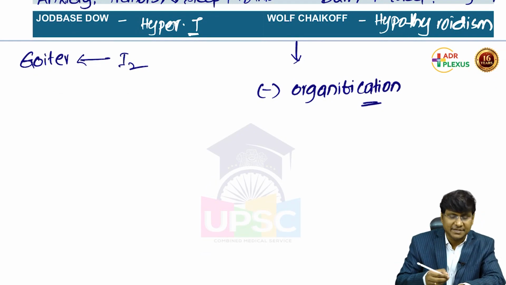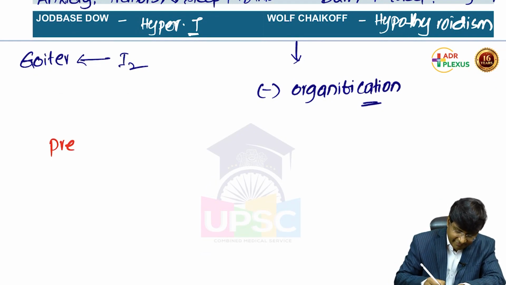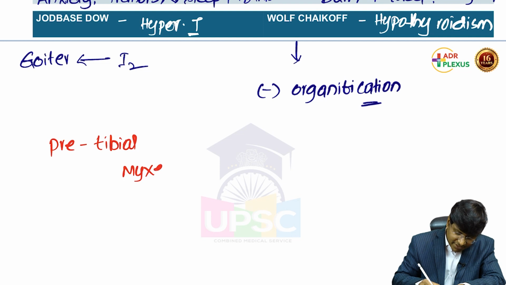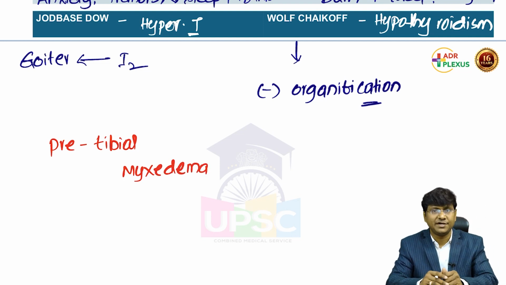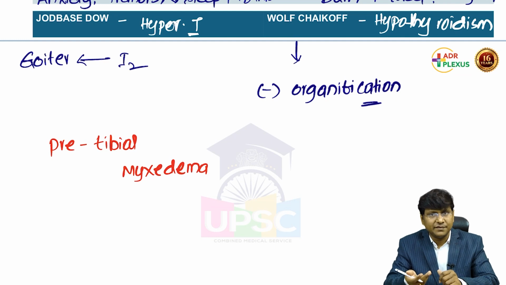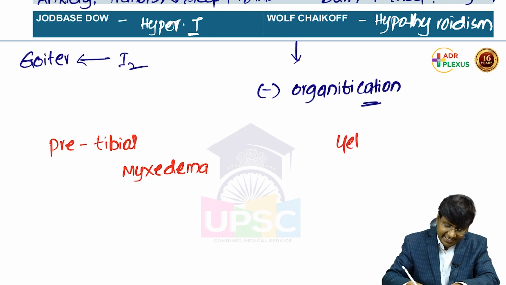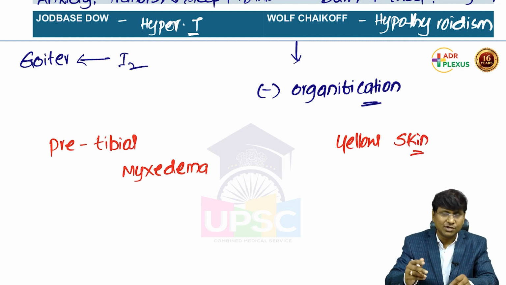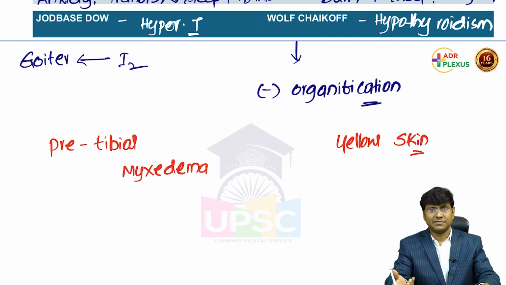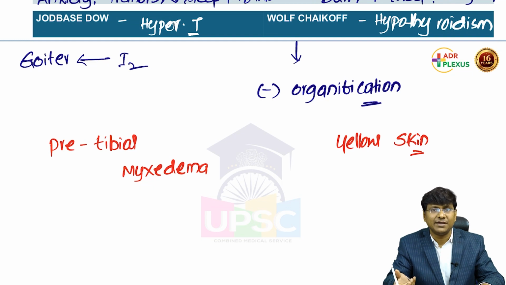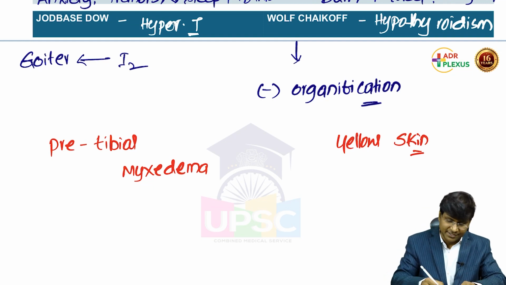If you take hyperthyroidism, they will have a waxy skin over the shin of the tibia, and that we call pretibial myxedema. So pretibial myxedema is where you have the presence of waxy skin over the shin of the tibia. Whereas in hypothyroidism, they will have yellow skin. And why do they have this yellow skin? That is because of carotenemia, an increase in the beta carotene levels in patients with hypothyroidism.